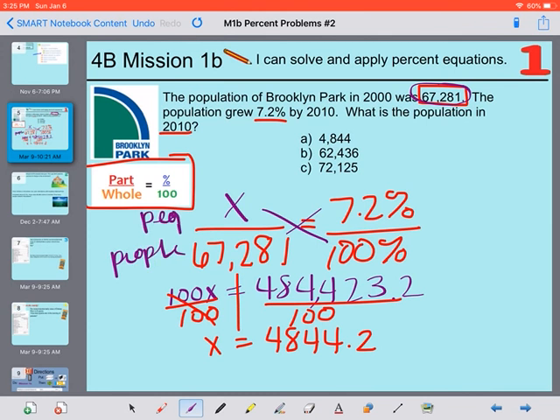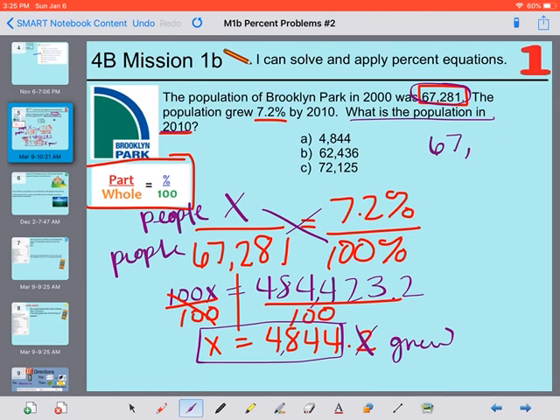So we wanted to figure out, it grew by 7.2%, how many people was that? Well, it was about 4,844 people that the population grew by. And we can't have 0.2 of a person, so I would just say 4,844. However, that's not the new population. They want to know what is the population in 2010. So we know the population was 67,281, and it's adding 4,844 people. So we really need to add this together to get to our total.